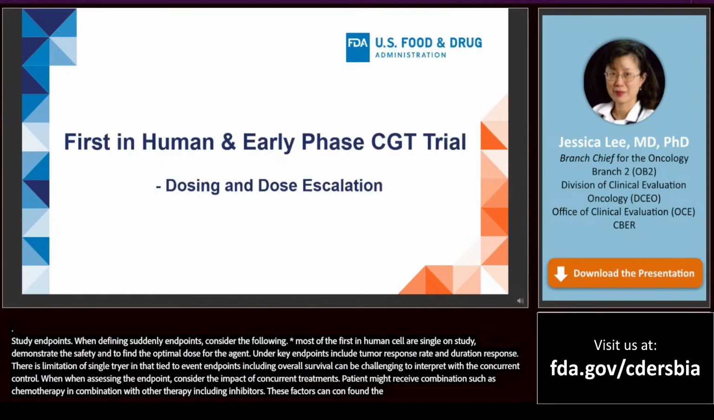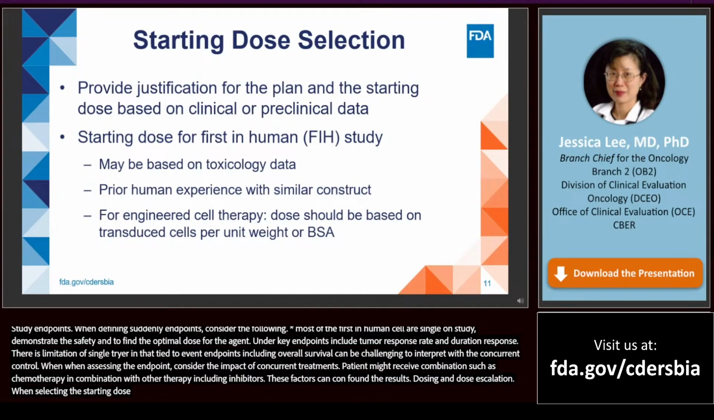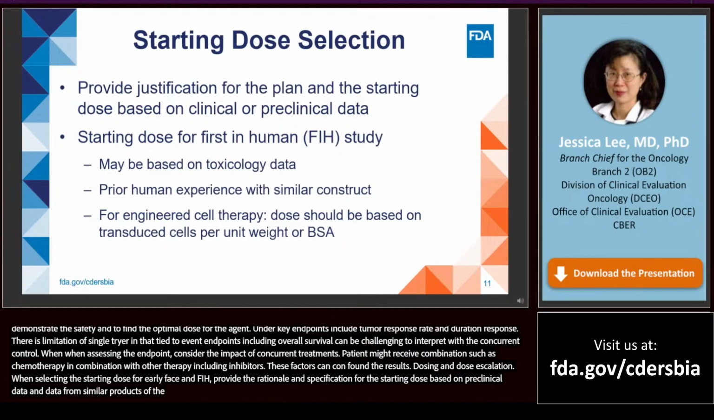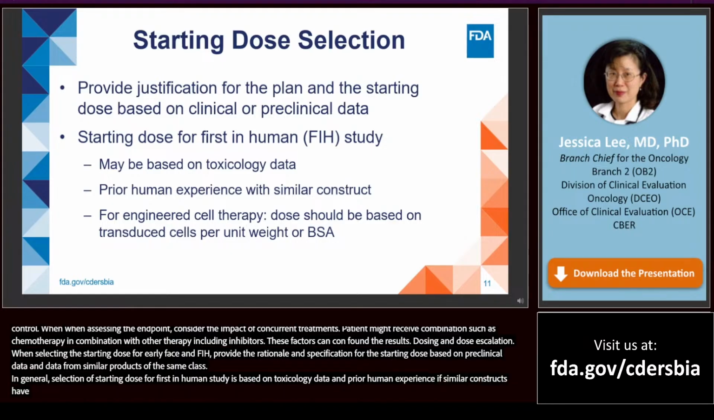Dosing and dose escalation. When selecting the starting dose for early phase and first-in-human study, please provide a robust rationale and justification for the selected starting dose based on preclinical data and any clinical data from similar products of the same class. In general, selection of starting dose for first-in-human study is usually based on toxicology data and prior human experience if similar constructs have been used in previous studies. For engineered cell therapy, the dose should be based on the number of transduced cells rather than total cells.